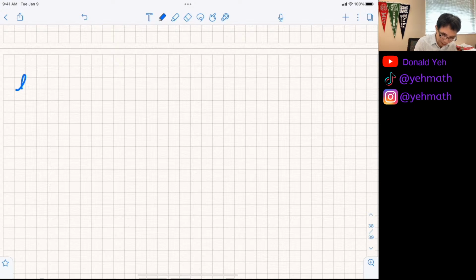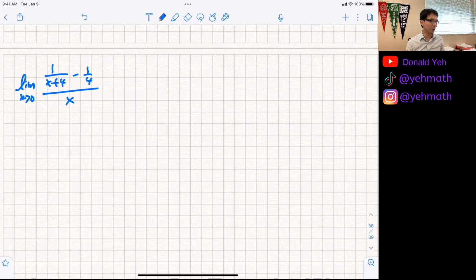It is the limit as x approaches 0 of (1 over x plus 4, minus 1 over 4) all over x. Now, before this, I want to go over the test questions. I think this is a test question, and I know that everybody did it in a different way, and I will say I don't prefer that way, so I'm going to explain why now.